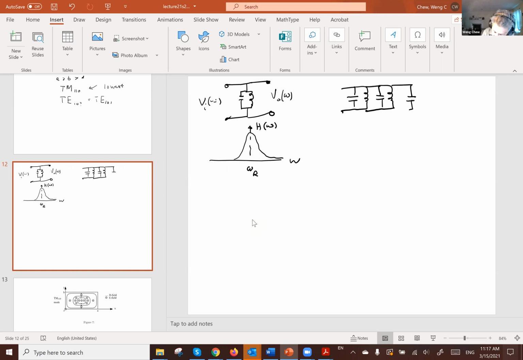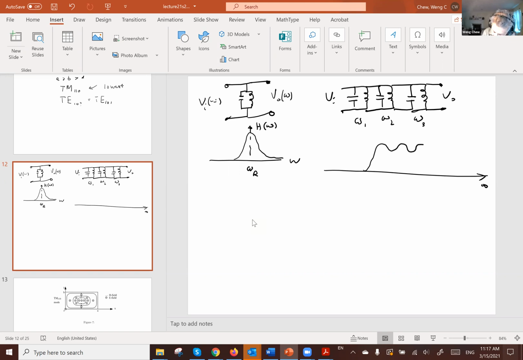For instance, and then you can have VI, V out. And this might have a resonance frequency of omega 1. This one might have a resonance frequency of omega 2. And this one might have a resonance frequency of omega 3. So together they will work to make a three-pole filter.